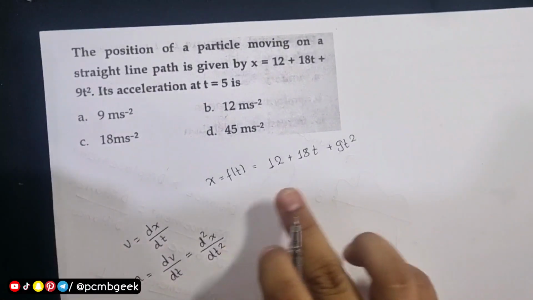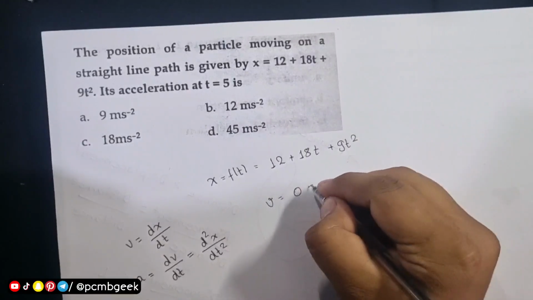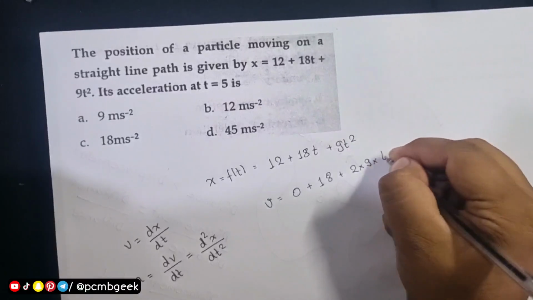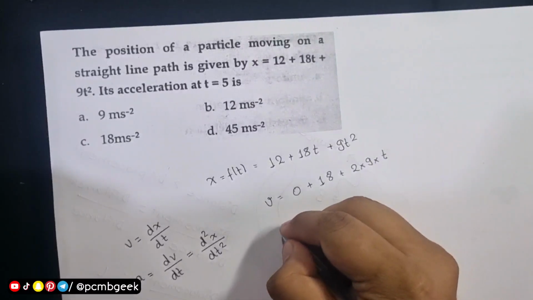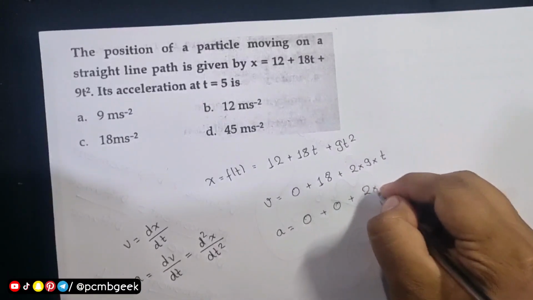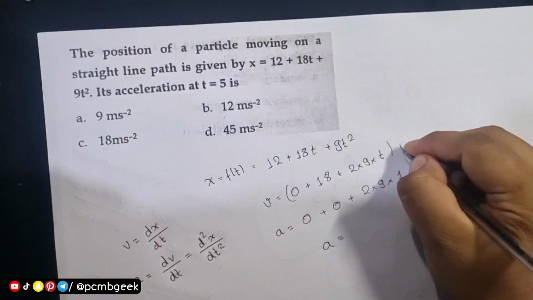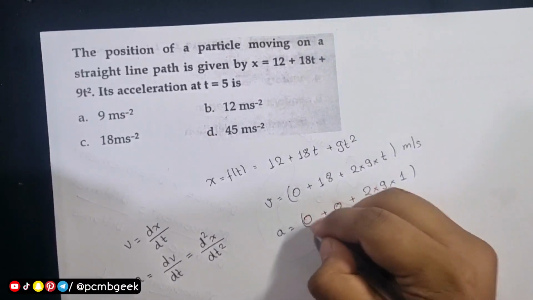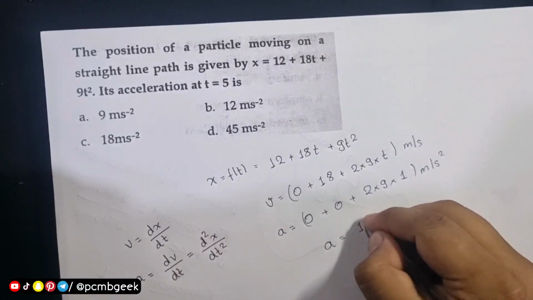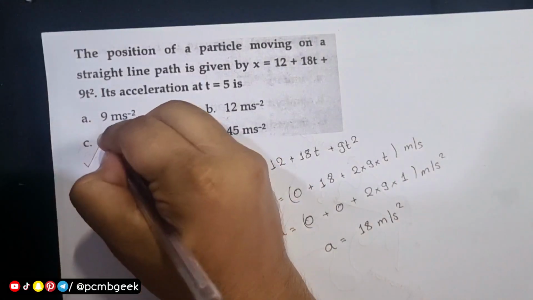Now, if I differentiate this with respect to t, we get velocity equals 0 plus 18 plus 2 times 9 multiplied by t. Now, if I again differentiate it, I get 0 plus 2 multiplied by 9 multiplied by 1. That is, acceleration is 18 meter per second square. That is our option number 3.